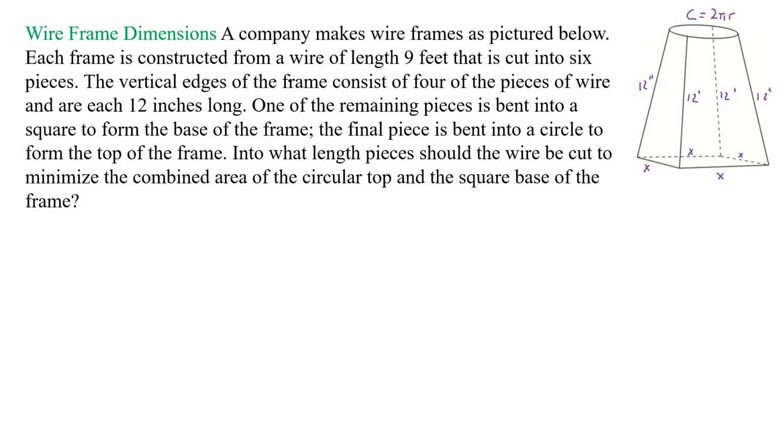So what we have is now, into what length of pieces should the wire be cut to minimize the combined area of the circular top and the square base of the frame? So our first step, remember, is for optimization. So for the output, we want to optimize basically the combined areas of the circular top and the square base.